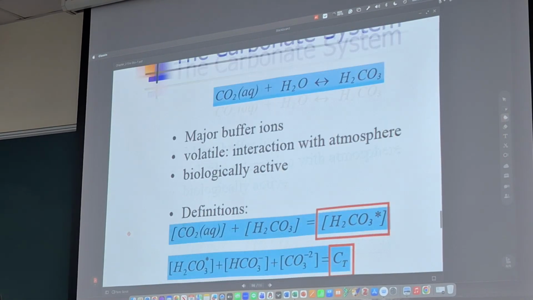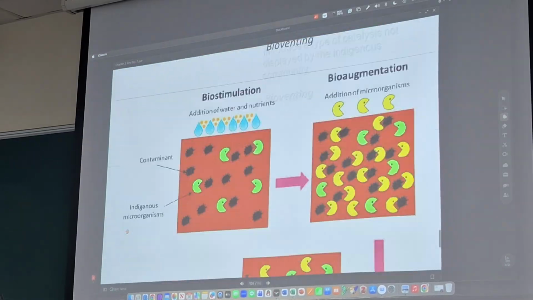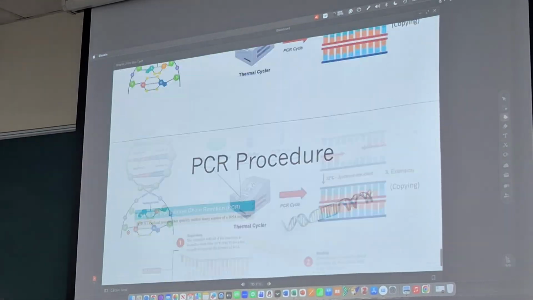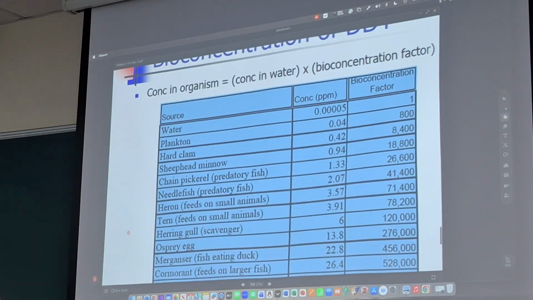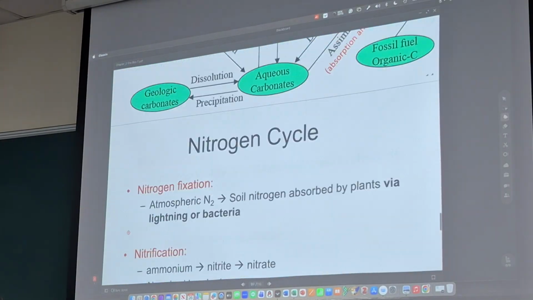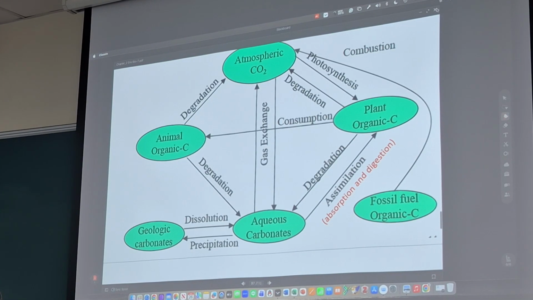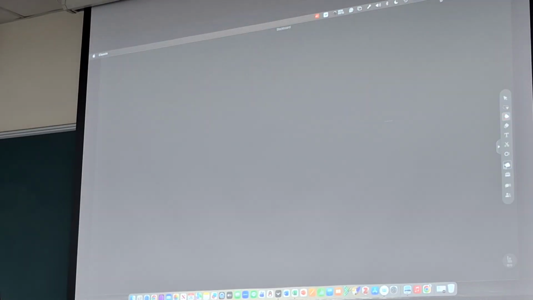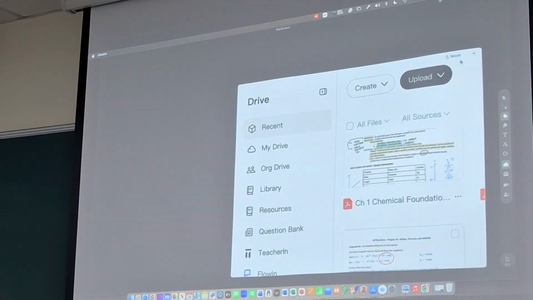Okay, I think that's it for this part. I'm going to skip those things. That's for the biology part. I want to move on to chapter 9.